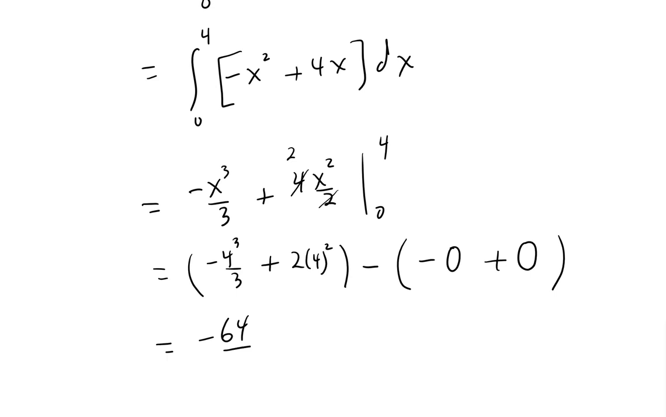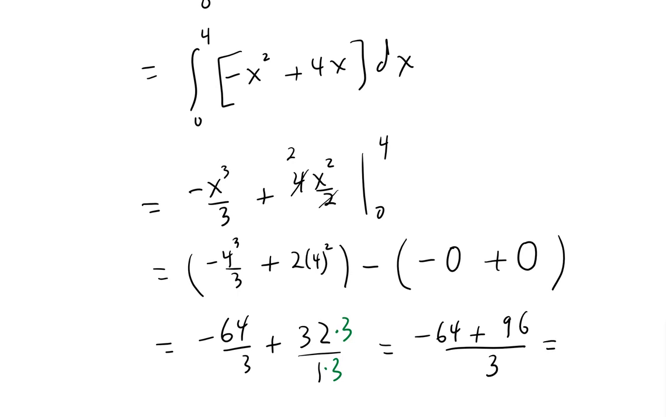Negative 64 over 3 plus 32. Multiply by 3 to combine the fractions. Negative 64 plus 96 over 3. 32 over 3 is the area.